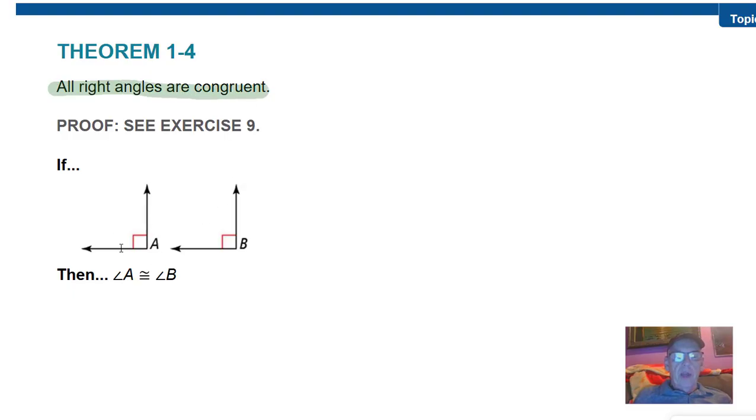So we know that angle A, since these lines are perpendicular, this makes a right angle, and we know that a right angle measures 90 degrees. Over here at angle B, we have another perpendicular situation, which means that this is also a right angle, and it must also be 90 degrees. And since 90 is equal to 90, we can say that the measure of angle A is equal to the measure of angle B, which means that angle A is congruent to angle B. So this is exercise 9 in our problems.